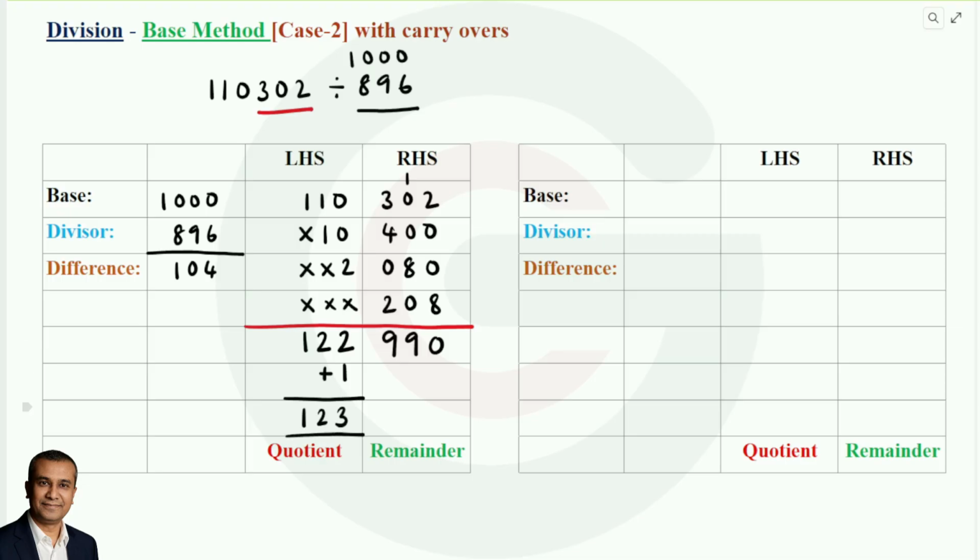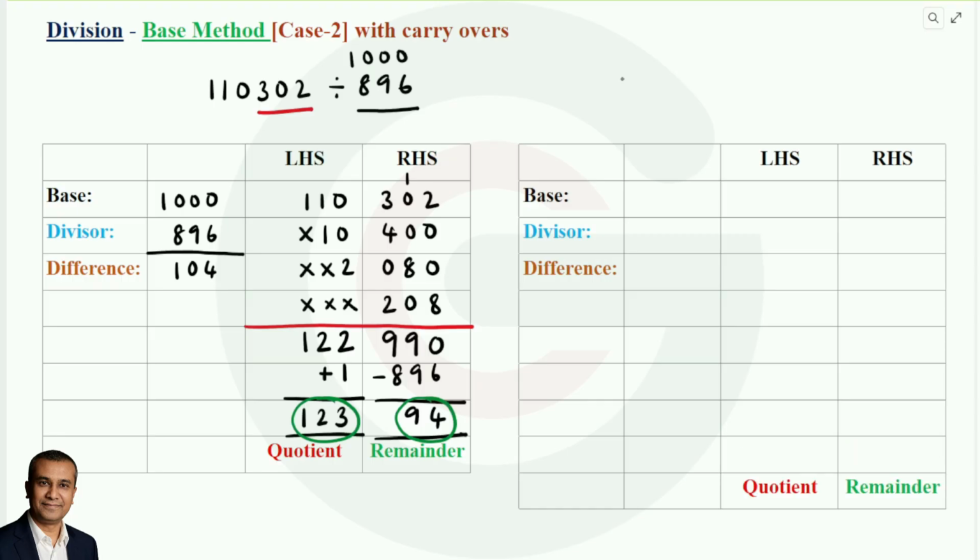That is the quotient. And coming to the remainder, 896 into 1 is 896. So this you subtract from here. So here you get 94 as the remainder. So quotient is 123 and remainder is 94. Let's take another example to understand this better.